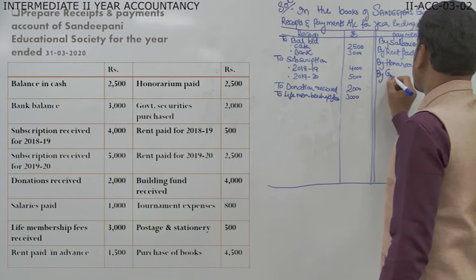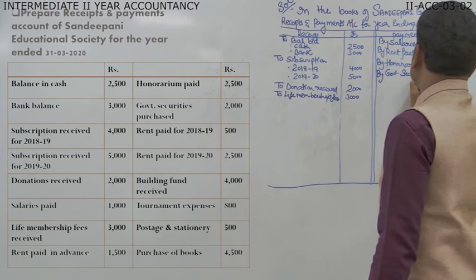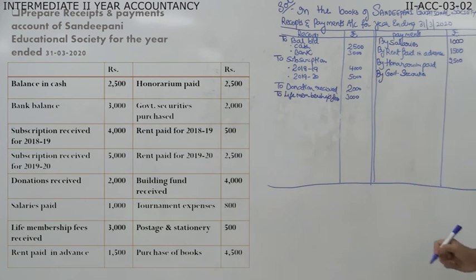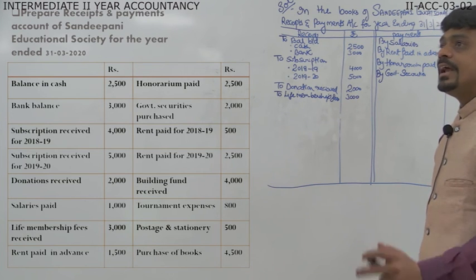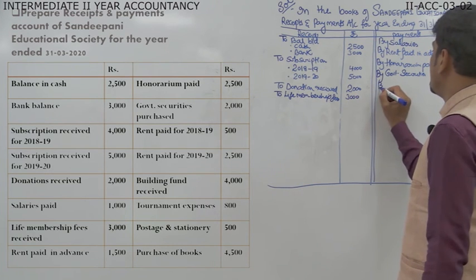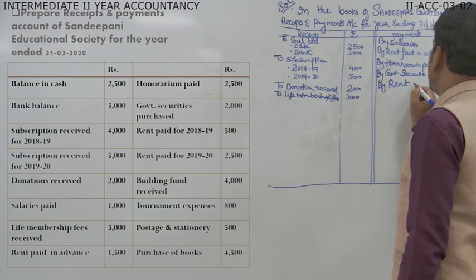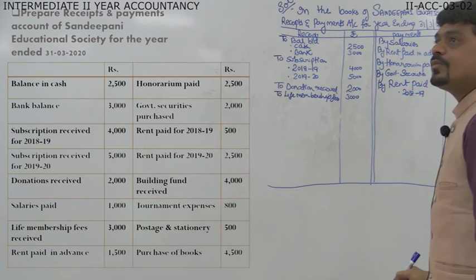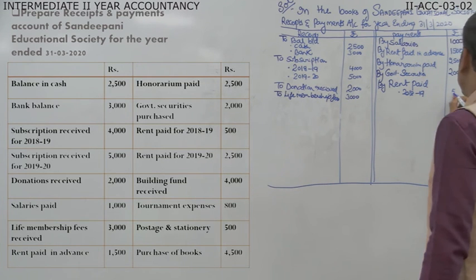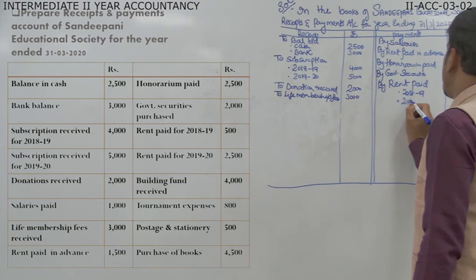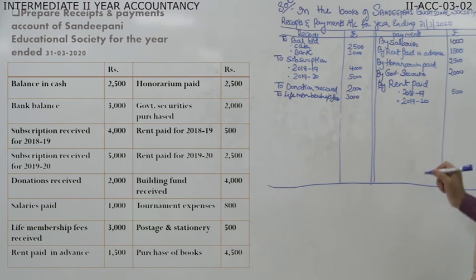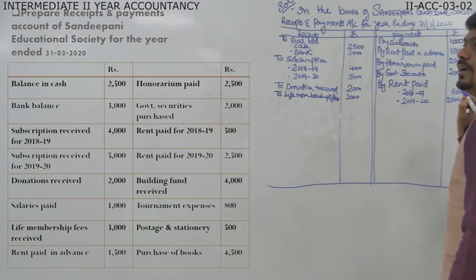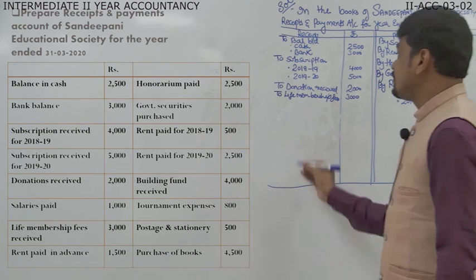Then securities purchased. So by government securities, we bought for 2,000. Then rent paid. Again he gave rent paid for 2 years, 18-19 and 19-20, same as subscription. We'll write here by rent paid, 2018 and 19, we paid 500. Then 2019 and 20, we paid rupees 2,500.